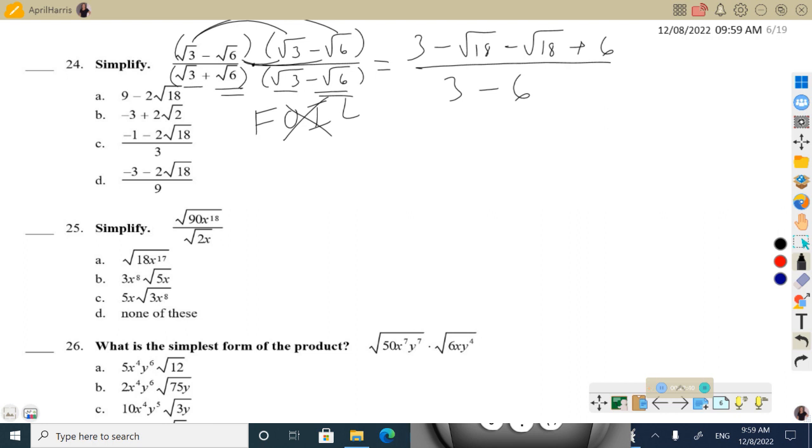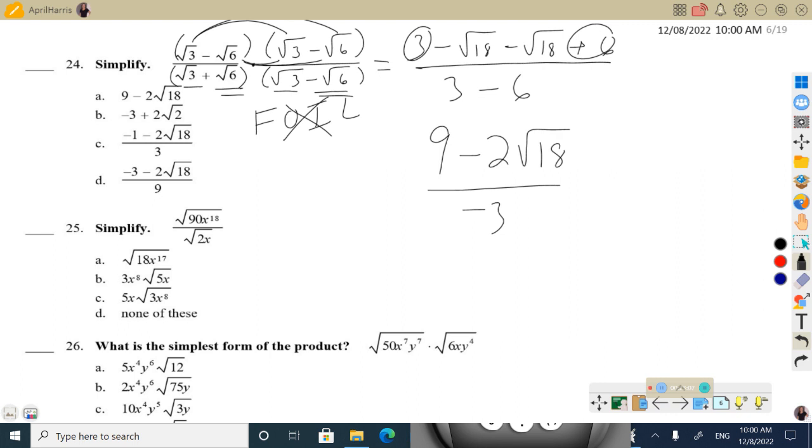Okay, now I'm just going to stop right here. What's the denominator going to simplify to? Negative 3. Which answer has almost a negative 3 in it? C. Okay, but let's go on and finish. So in the numerator, we have 3 plus 6, which is 9. Negative 1 minus 1 gives you negative 2 square roots of 18, which is not broken down, by the way. And down here we got negative 3.